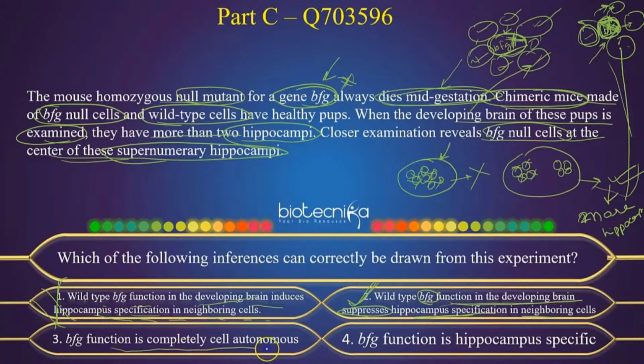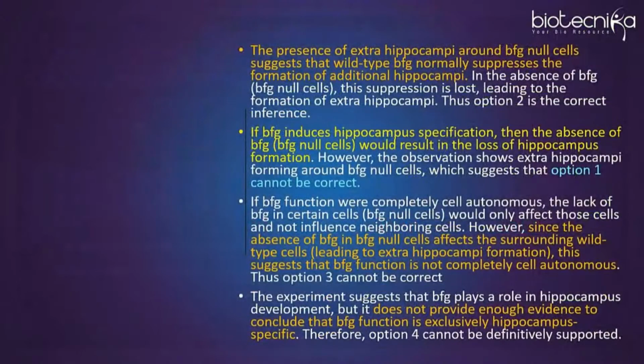BFG function is completely cell autonomous. So this also we cannot say is correct, because if BFG function were completely cell autonomous, the lack of BFG in certain cells, so when we have taken a BFG null cell, would have affected only those cells and wouldn't have influenced the neighboring cells.